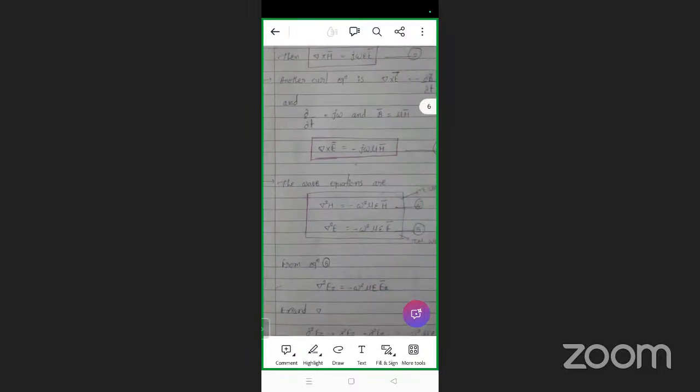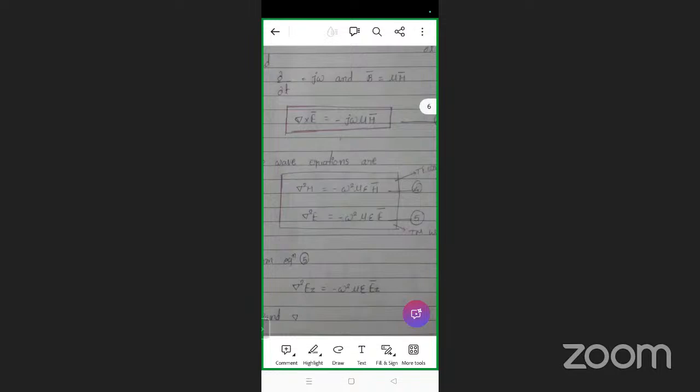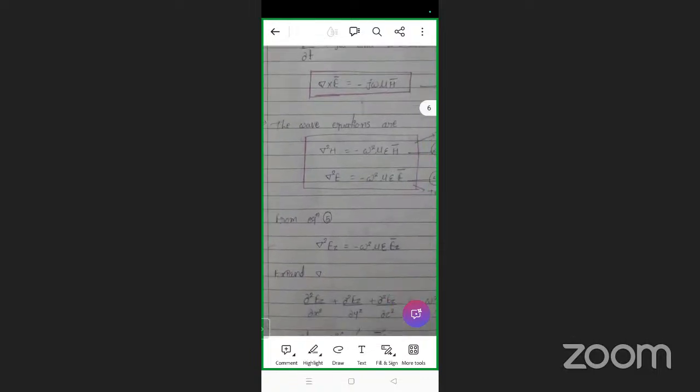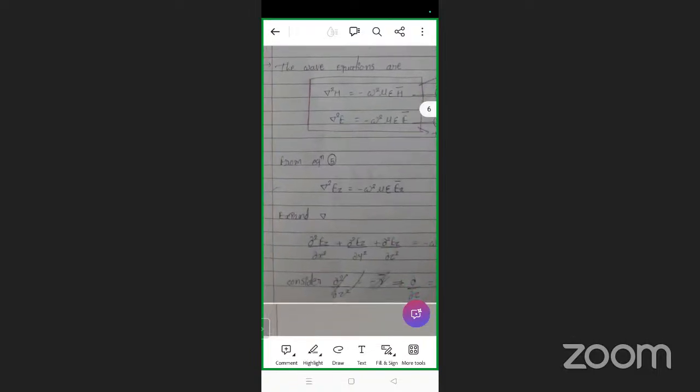And the wave equations: we have two wave equations, one for the electric field and one for the magnetic field. The magnetic field equation is del square H equal to minus omega square mu epsilon H bar. Another equation is the electric field equation, del square E equal to minus omega square mu epsilon E bar. All these things we discussed yesterday, just recalling, and we will go further.